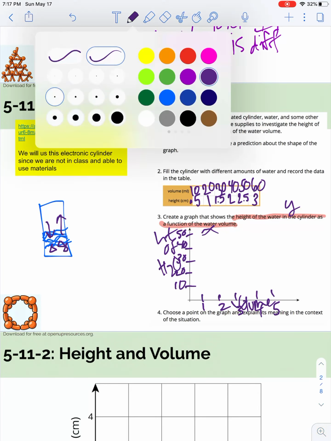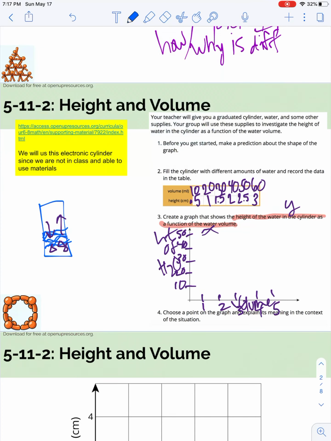Okay, so then if I'm graphing it, my first one is 10 and 0.5. So 0.5 is right about there, 10 is there. And then for 20, I'm at 1. So then I'm here. And then for 30, I'm at 1.5, so 1.5 and 30 is right here. And then 40, I'm at 2, so 2 and then 40. And then 50 is 2.5, 2.5 is right about here, 50 is here.